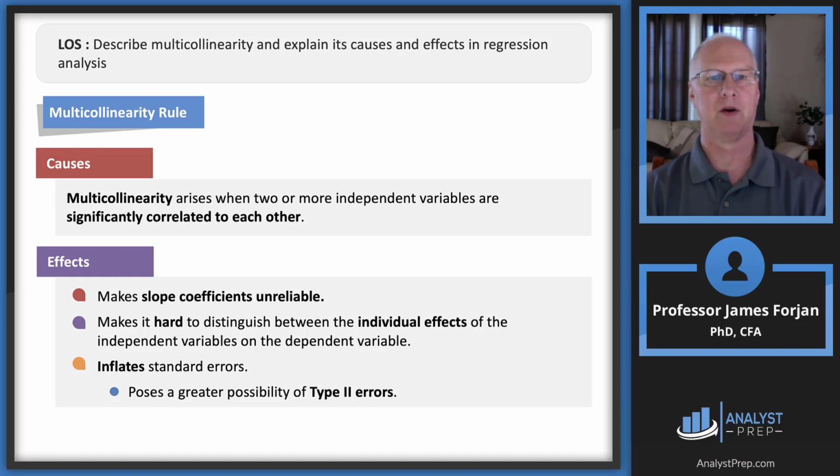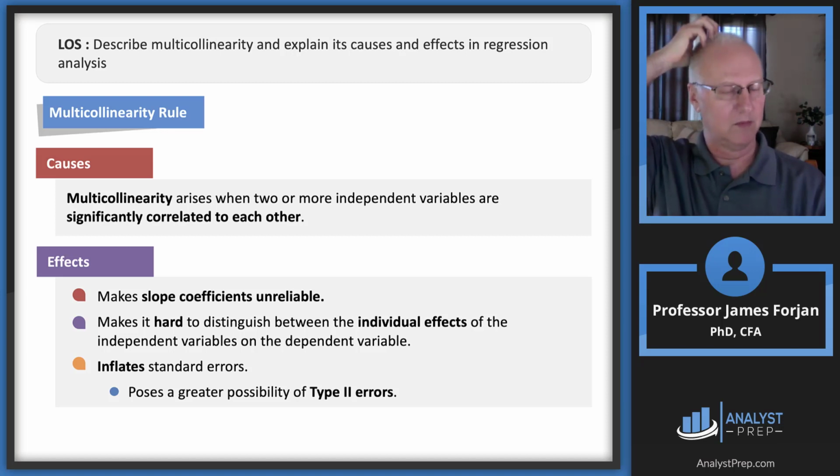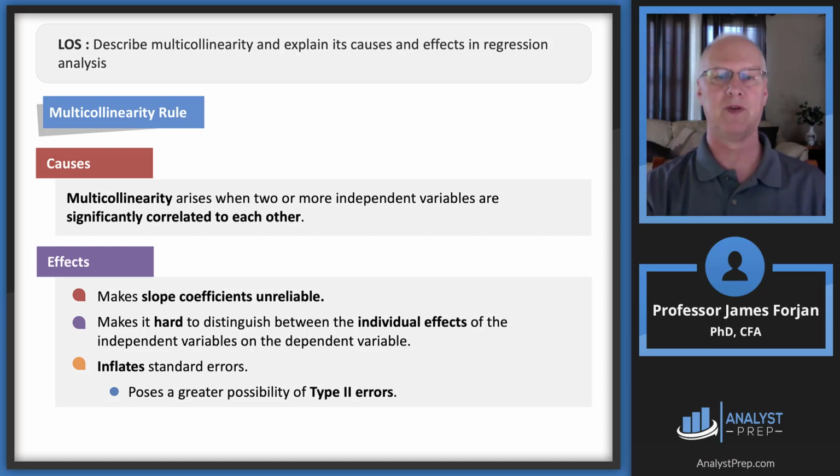How about multicollinearity? Remember, that assumption was that all of our independent variables are independent, right? Independent means that they're not related or not correlated. But suppose they are. Then you have multicollinearity, which makes the slope coefficients unreliable and inflates the standard errors, type 2 error, and so you really can't rely on those results.